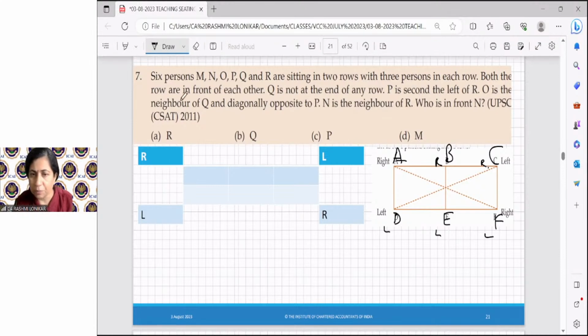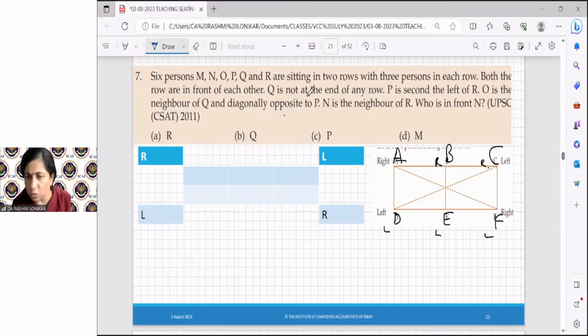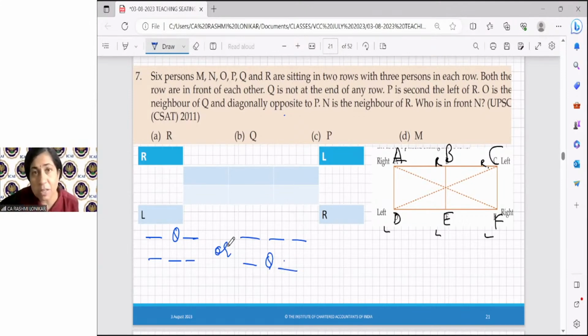Now let us see. 6 people, M, N, O, P, Q, R, are sitting in 2 rows with 3 persons in each row. Both the rows are in front of each other. Q is not at the end of any row. Okay, that I know. Means what? I can have dash Q dash in a row, or I can have dash dash dash, dash Q R. These two arrangements are possible.